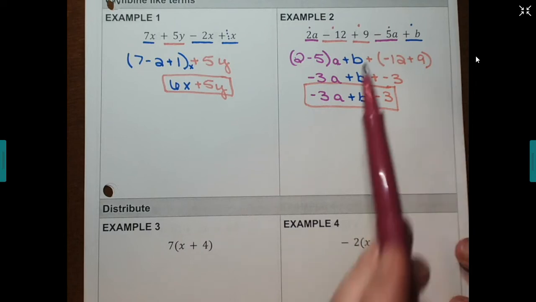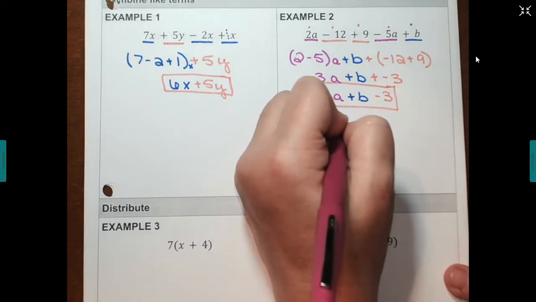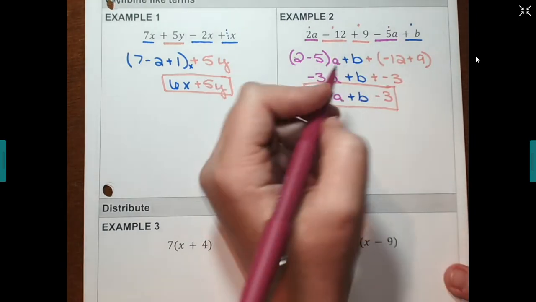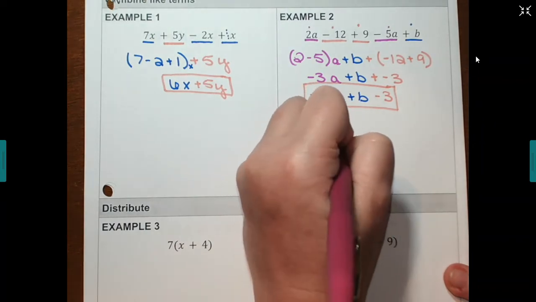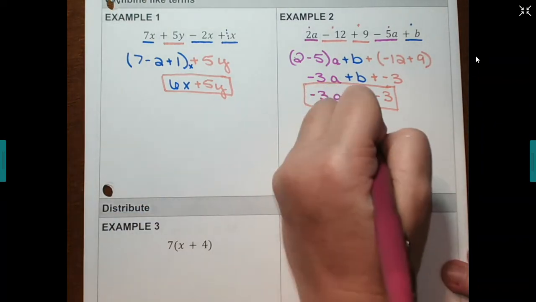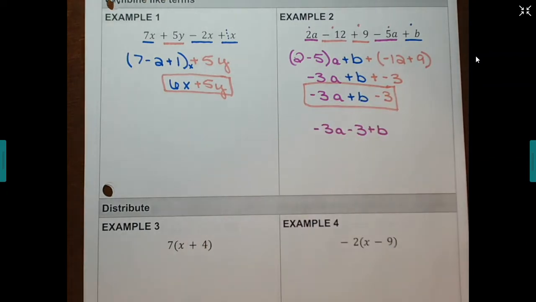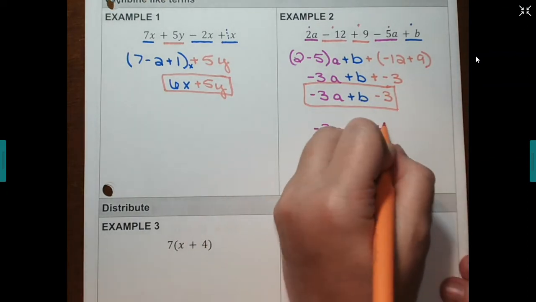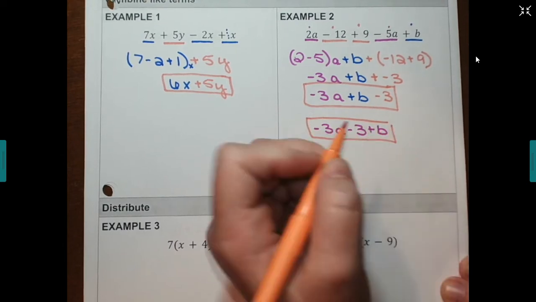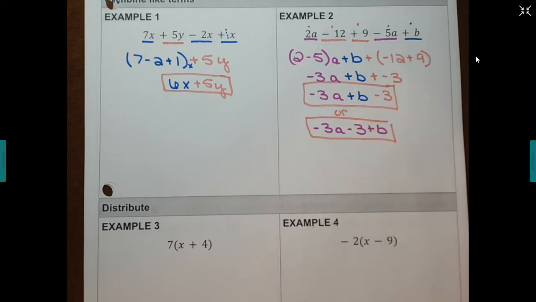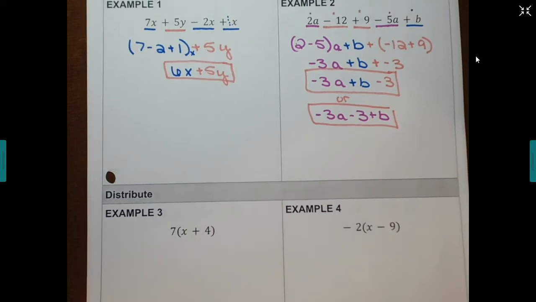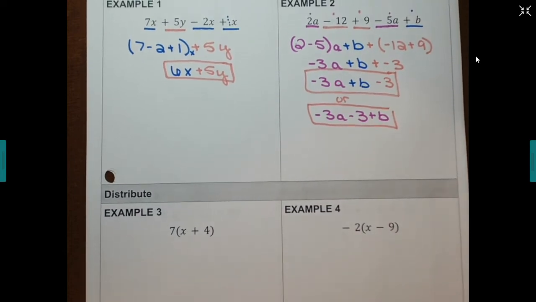Now, what if you had done your b in a different place? That's okay. What if you had done your b at the end? Yours would have said negative 3a minus 3 plus b. Oh, I didn't do the colors on that one, but you get the point. Either one of those is correct. As long as you're keeping the sign with the term, you're good. Okay, give you a chance to pause if you need to catch up on that.